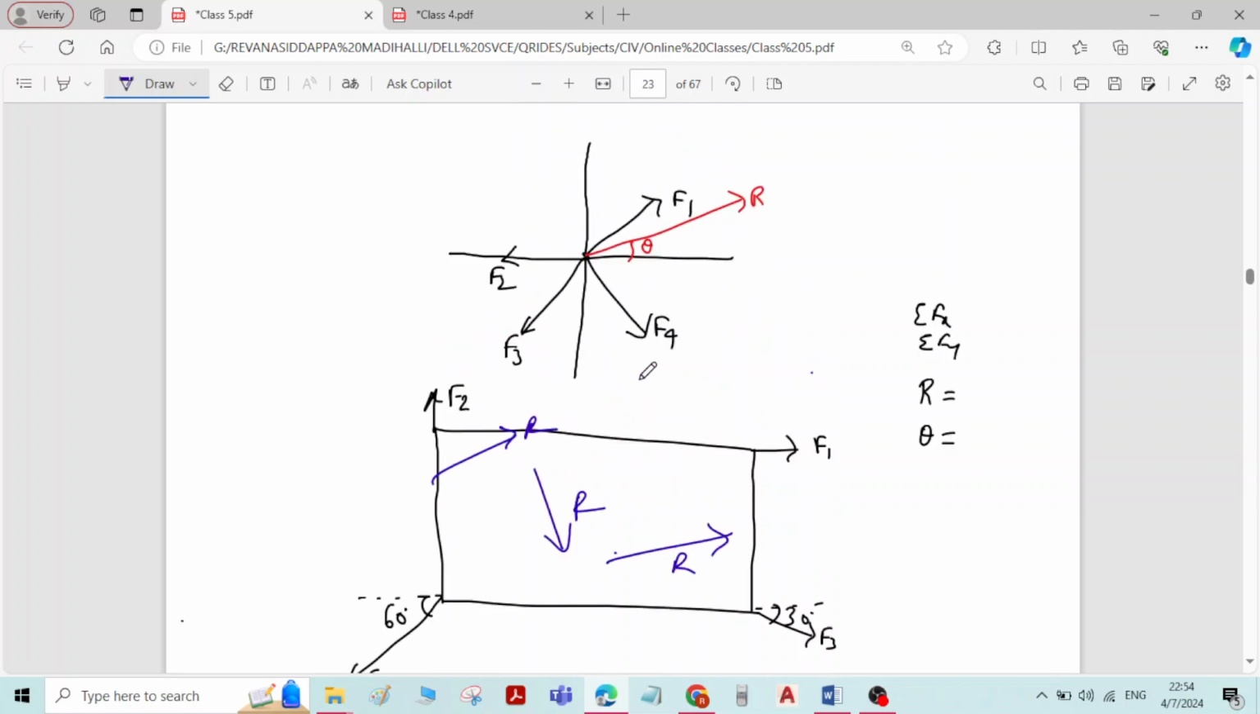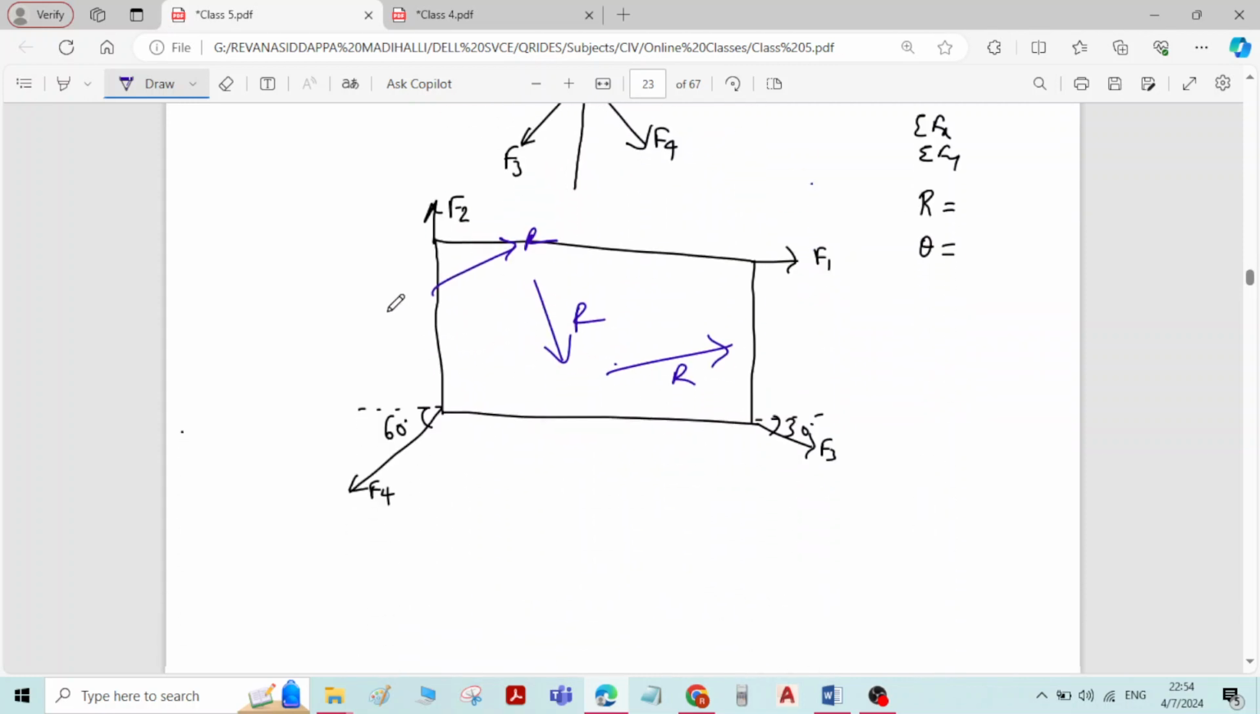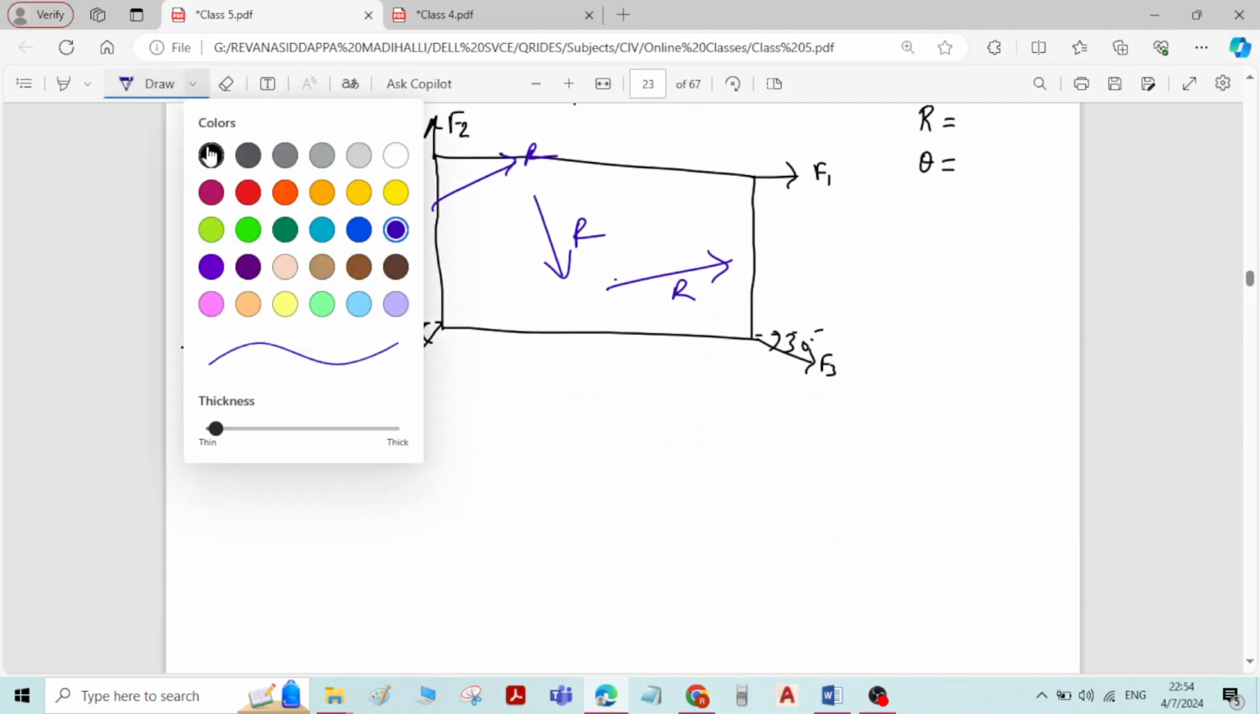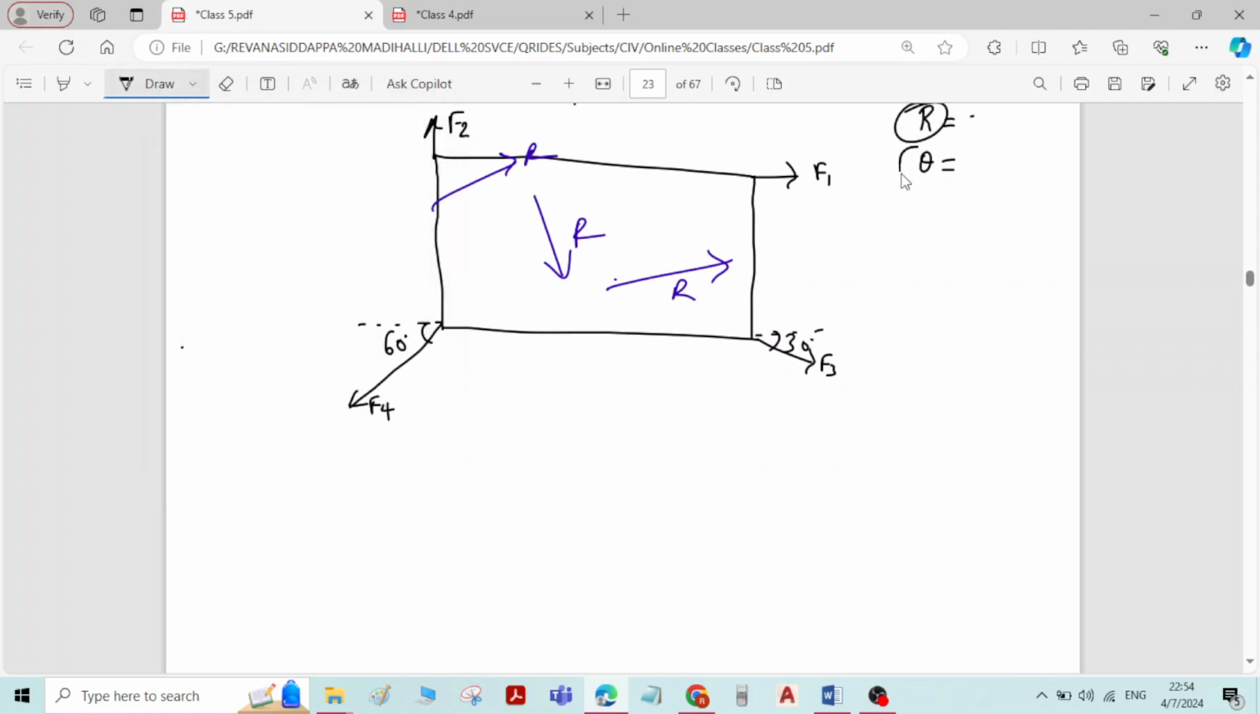Therefore, if a coplanar non-concurrent system of forces is given in the problem, along with finding the magnitude and direction of the resultant force, we should also find the position of the resultant force. Now let us see how to find this position of the resultant force.